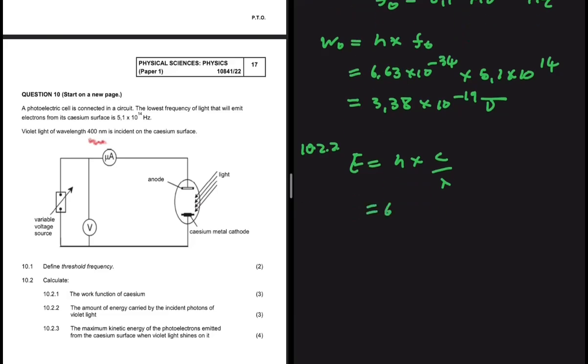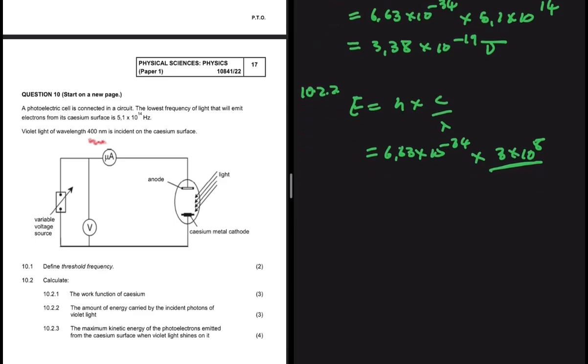Again, Planck's constant, that is 6.63 times 10 to the minus 34, multiplied by c, which is the speed of light, 3 times 10 to the power 8, divided by the wavelength of the incident violet light, which is 400 times 10 to the minus 9. Now it's just a matter of putting that in your calculator to get 4.97 times 10 to the power minus 19 joules.